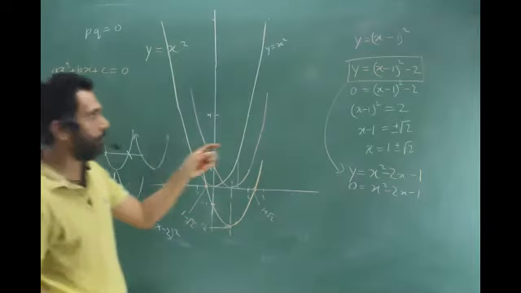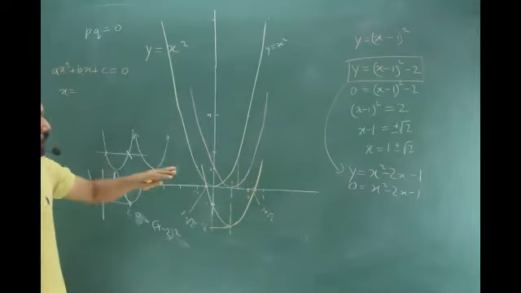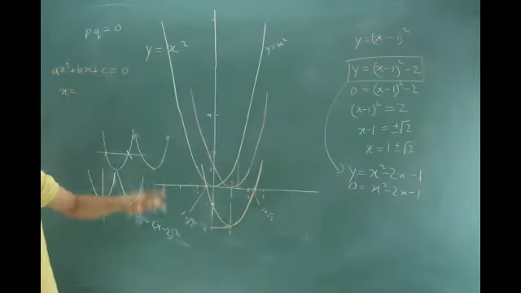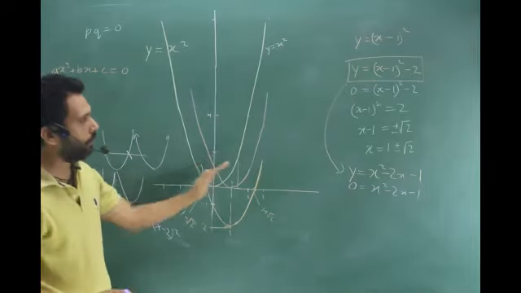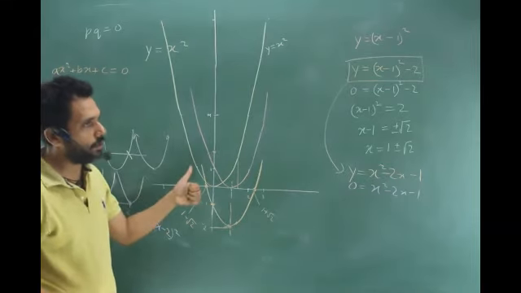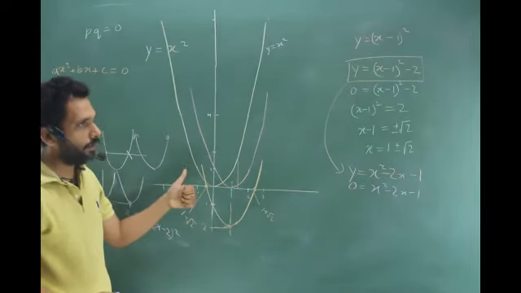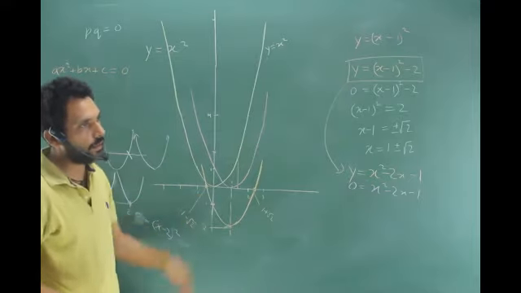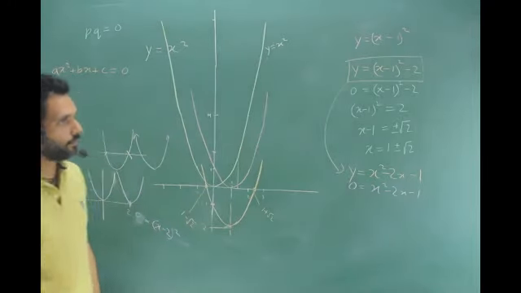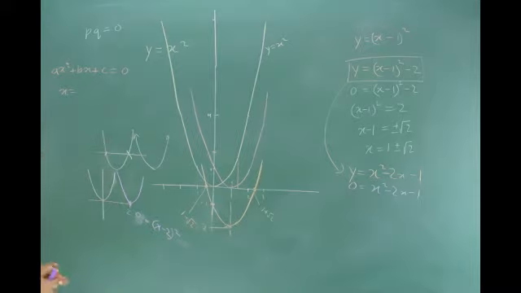So logically you should be knowing when it is giving you single solution, no solution, and two solutions. So what's the logic? If the graph shifts left, right, only it gives one solution. If it goes down, it gives two solutions. If it goes up, it doesn't give any solution, right? Is that clear?